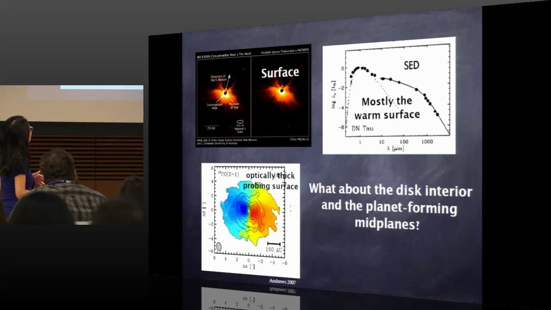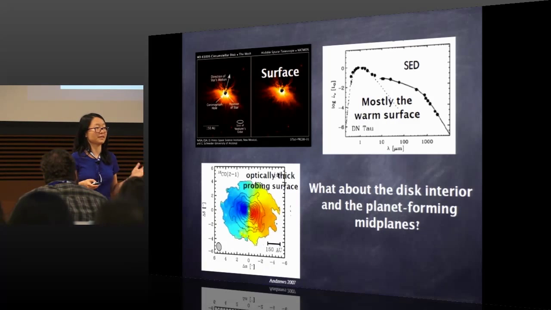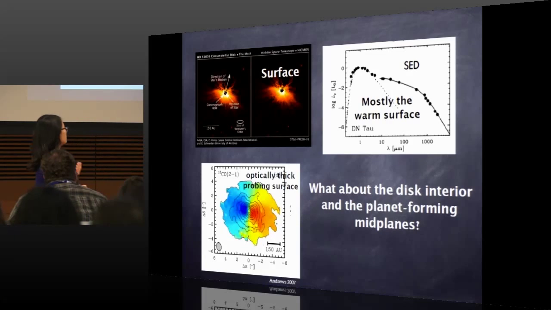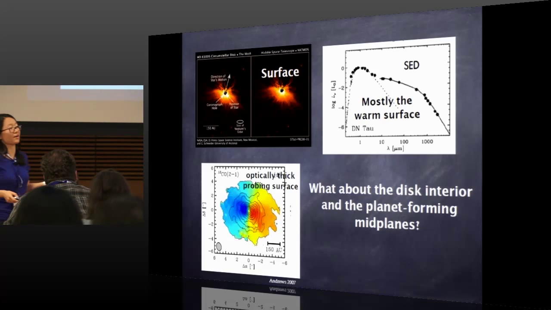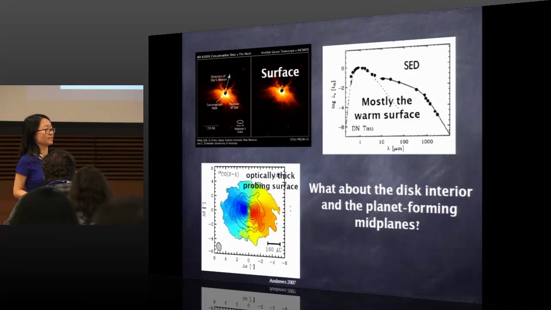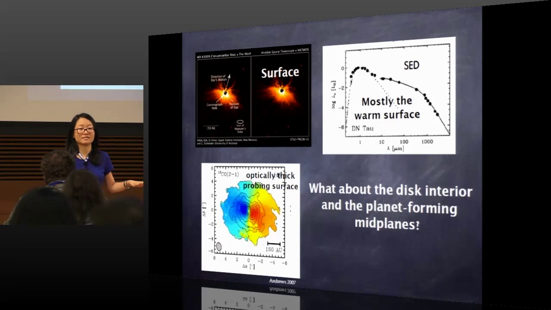With the development of amazing interferometers, we're beginning to see molecular line emission from those disks. The most common line we're seeing is 12CO, just because CO is everywhere and this emission is really strong. The problem is, again, the lines are optically thick, so we're only seeing the very surface of the disk. But in order to understand planet formation, we want to see inside onto the disk midplane, because that's where planet formation is actually happening.